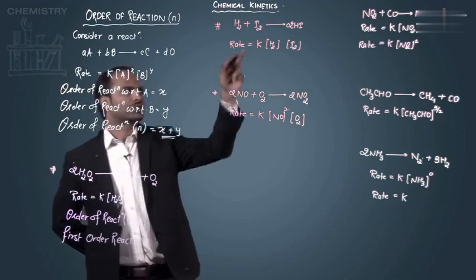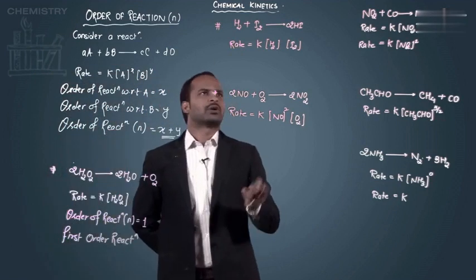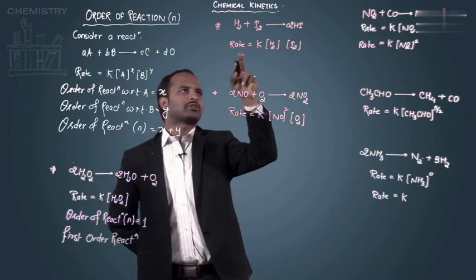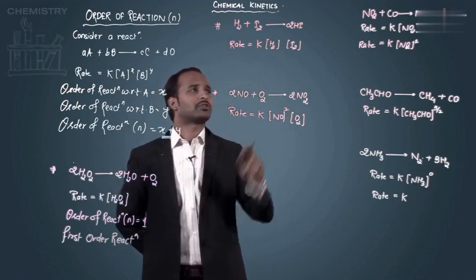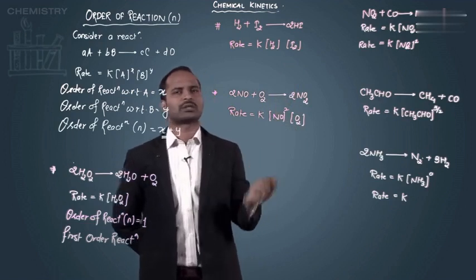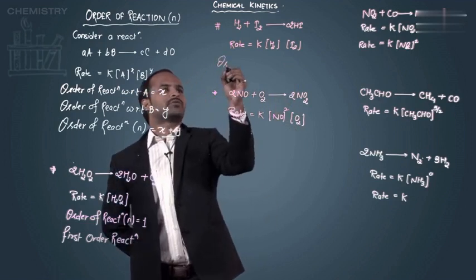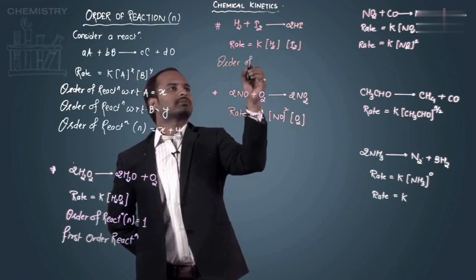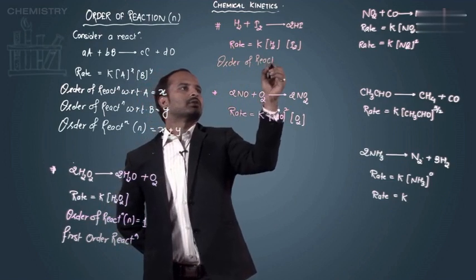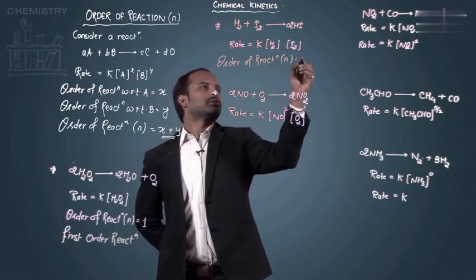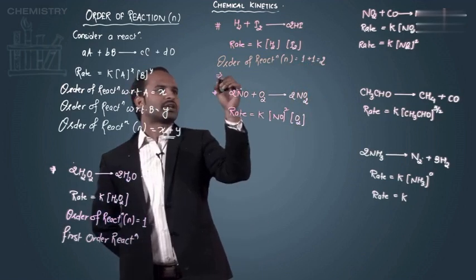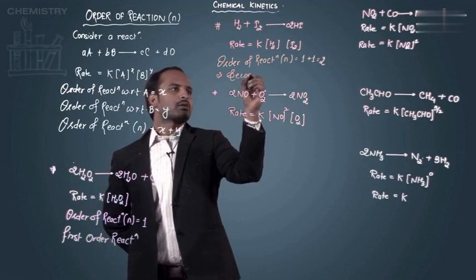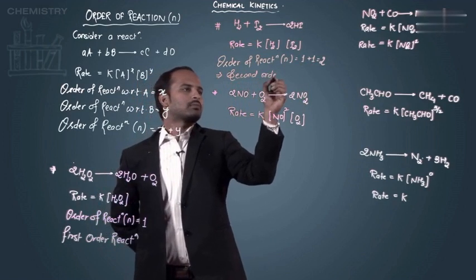Another example, H2 plus I2 giving 2HI. I wanted to know the order of reaction. So order of reaction with respect to H2, the power of H2 is 1. So it is going to be 1. Order of reaction with respect to I2, the power is 1. So it is 1. Or if I am saying overall order of reaction, that is n, it is 1 plus 1, that is 2. So such reactions are known as second order reactions.